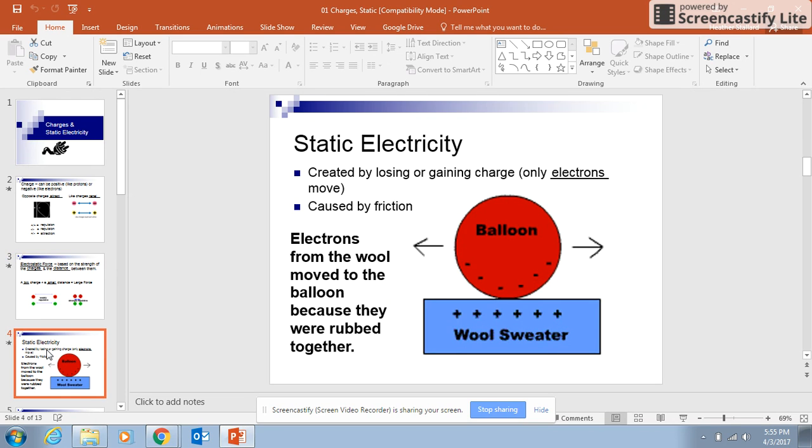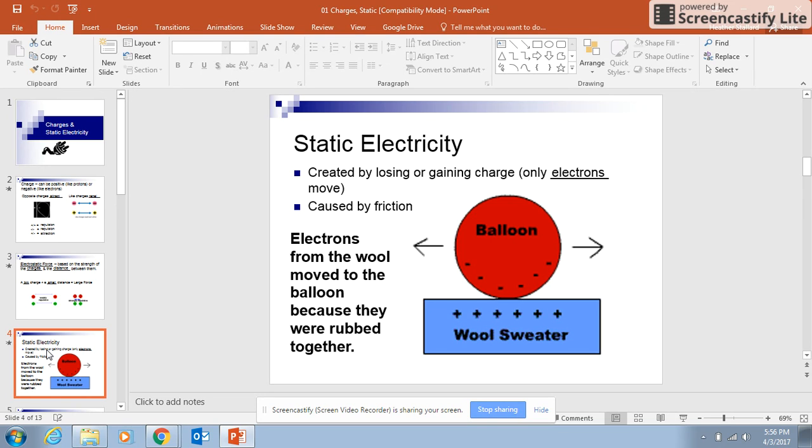Static electricity is created by losing or gaining a charge. You do want to recall that only the electrons are the particle of the atom that's going to be moving. Remember, your protons and neutrons are in the nucleus and they're not moving. So the electrons are the ones that are going to move. I also try to tell you guys to remember that electrons, electricity, and typically it'll help you to remember that it's the electrons that are the ones that are moving.